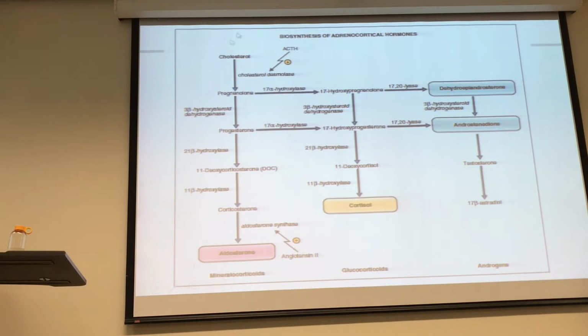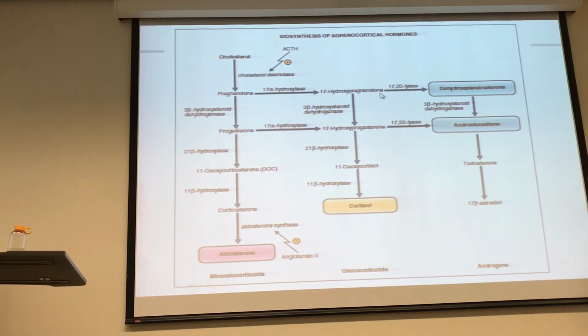So let's see here. So this is the cholesterol. You have the cholesterol desmolase, which is under the action of ACTH. So this is a rate limiting enzyme. From cholesterol, under the action of cholesterol desmolase, you have produced the pregnenolone. And pregnenolone is converted by the 17 alpha hydroxylase into 17 hydroxy pregnenolone.